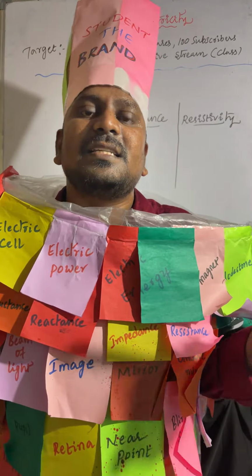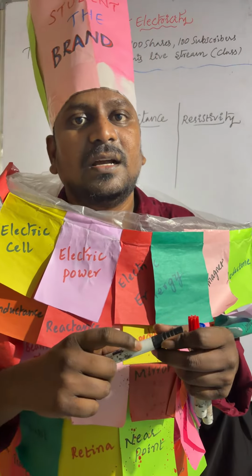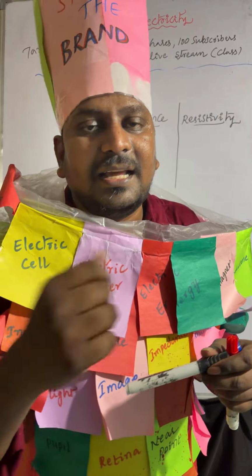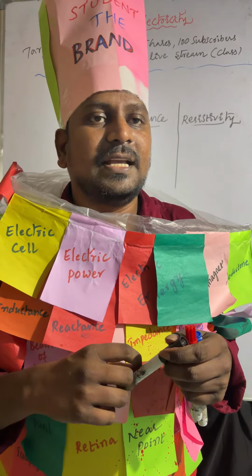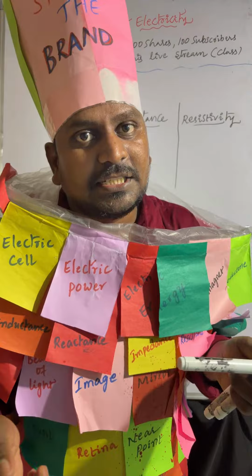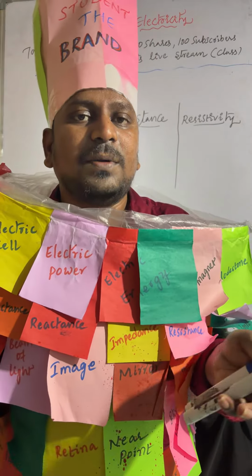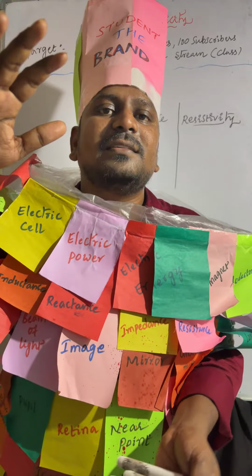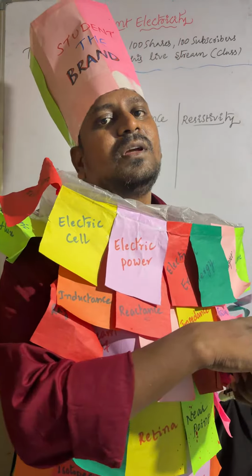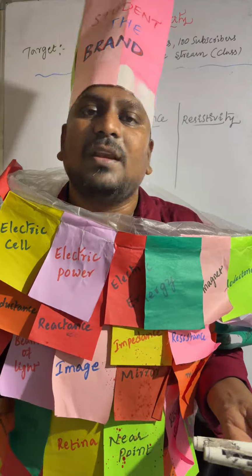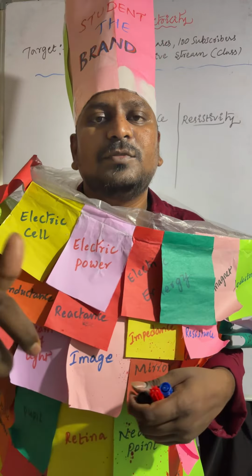If length increases, resistance also increases. Understood or not? The next case is the area of the cross section. You can observe a water pipe: if more area is there, more water will come out; if less area is there, less water will come out. Understood or not? You can observe the tap.